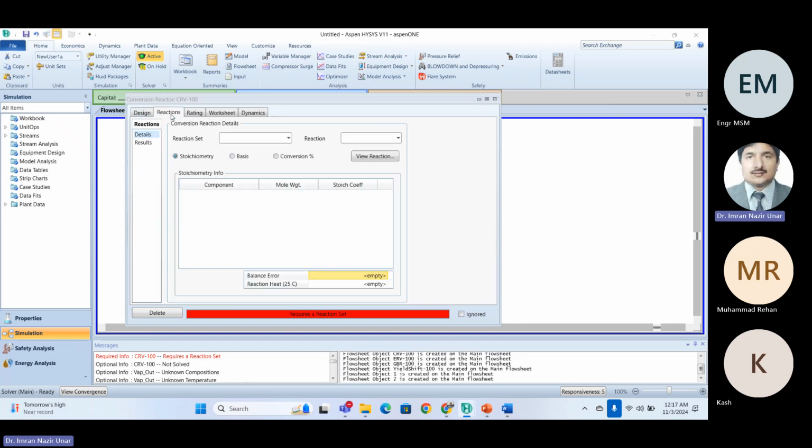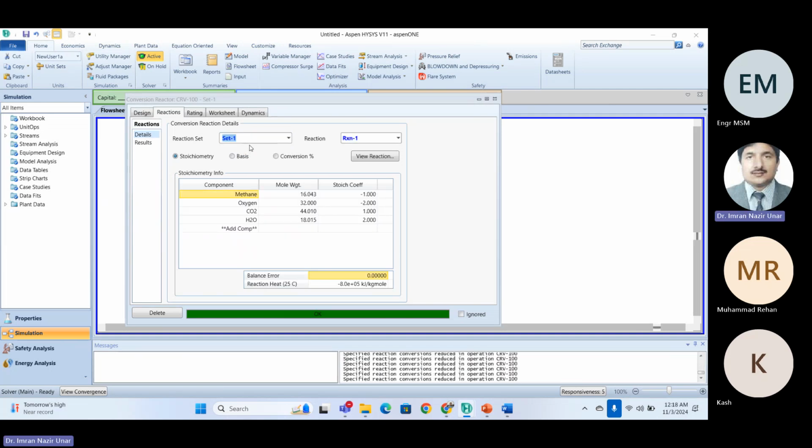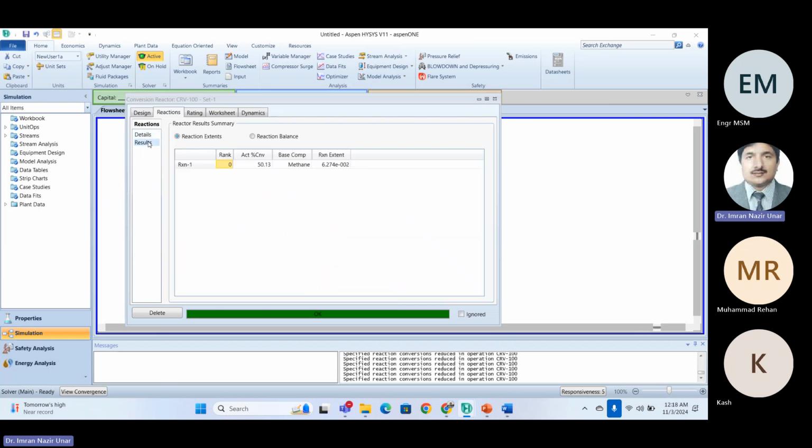So you go to the reaction tab. In the reaction tab, it says reaction set. When you drop down, because you have defined only one set, you find one set. If you define multiple sets, then you will find all the numbers here. When you click on this, everything is calculated by itself, and eventually it gives us some information. For example, in the reaction results, we have only one reaction, so its actual conversion percentage was 50, and the base component was methane.